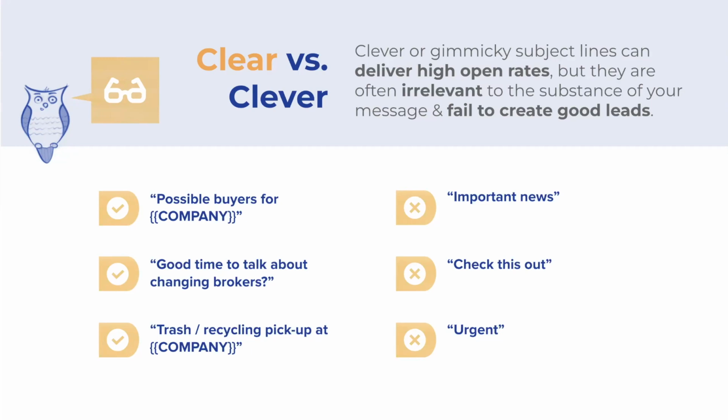So let's take a look at a few examples here. The subject lines on the left are certainly not very clever, but they give you a pretty good idea of what's inside the email. And if selling your business or lowering insurance rates or scheduling your next trash or recycling pickup are things that are on your mind as a business owner, then there's a good chance you'll open and read it. In contrast, the subjects on the right could be basically about anything, and they could seriously backfire. Think about it. If you get an email with the subject line "urgent," and it's about selling you commercial HVAC services, are you going to be inclined to respond?